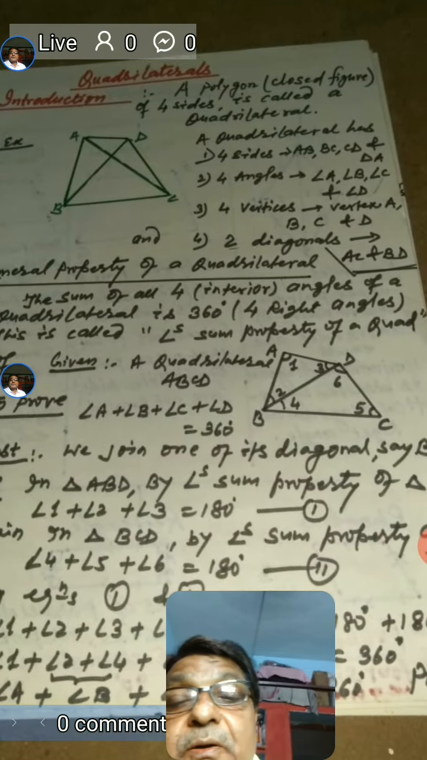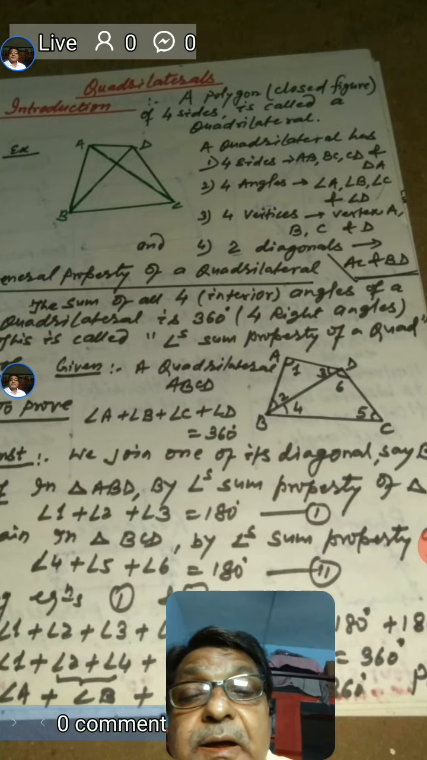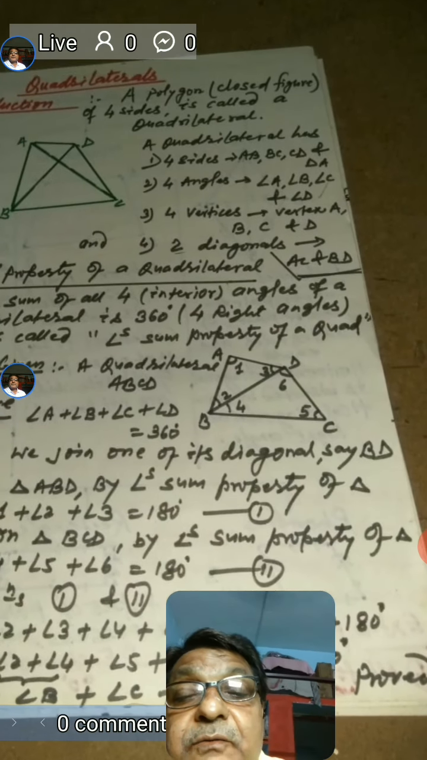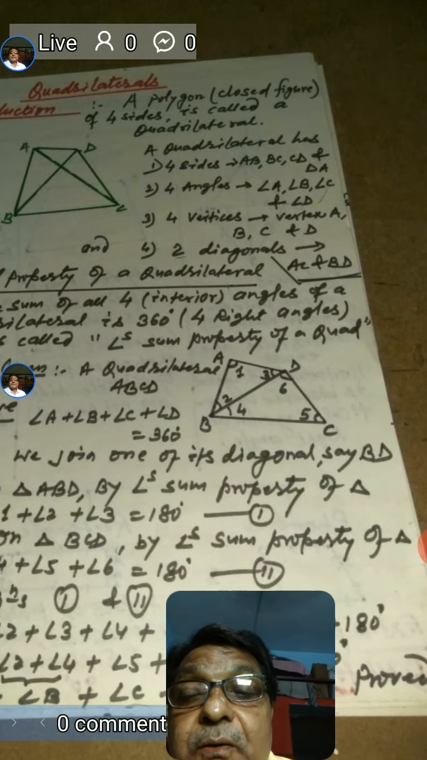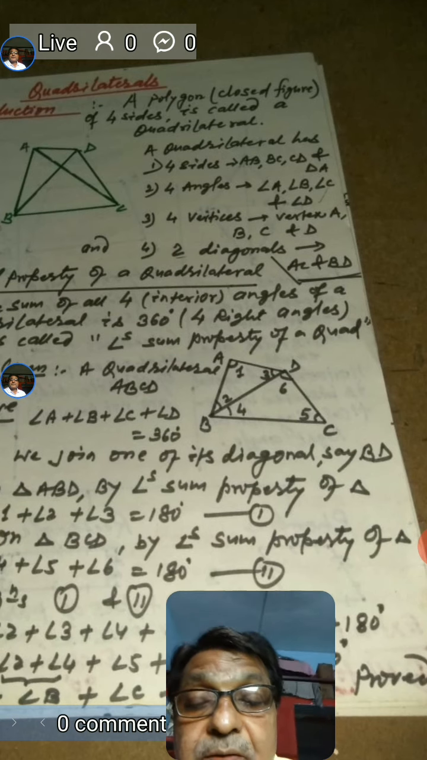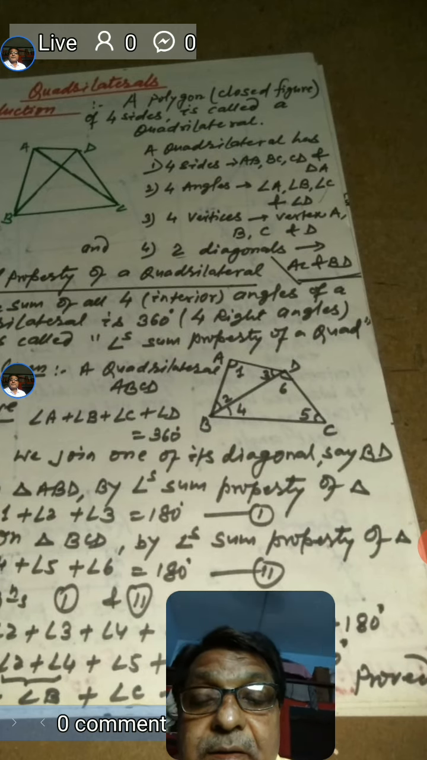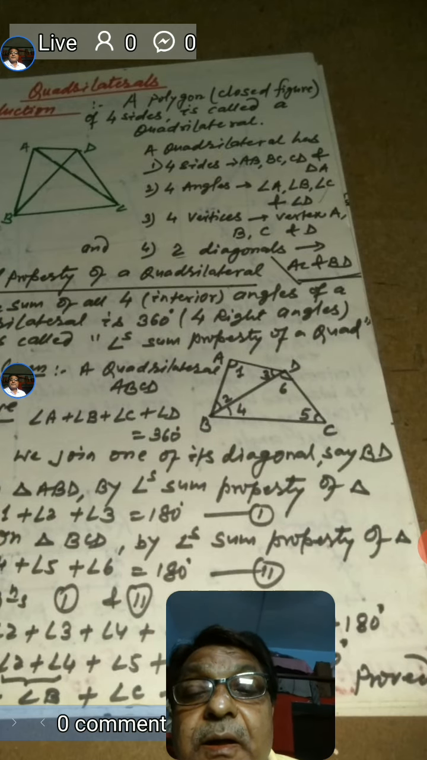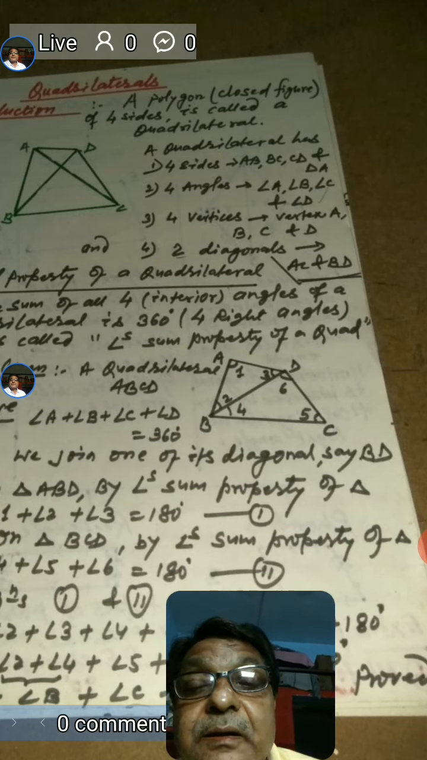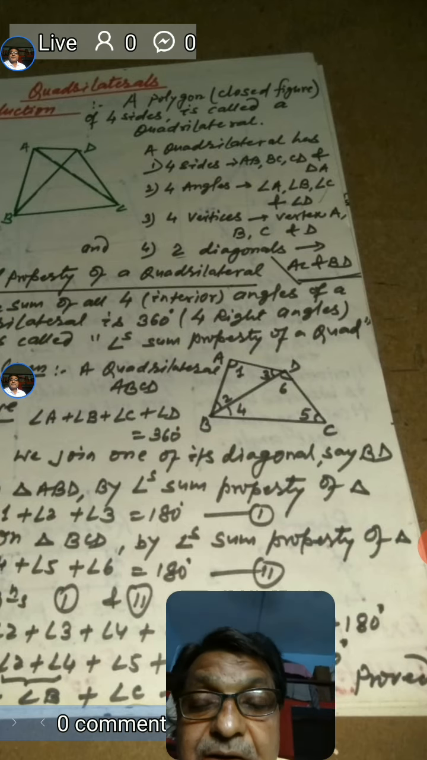For this, what we need to do is just join one diagonal. As here in this figure, diagonal BD has been joined. Now after joining this diagonal BD, the quadrilateral ABCD is divided into two parts, and the parts are triangle ABD and another triangle, triangle DBC.